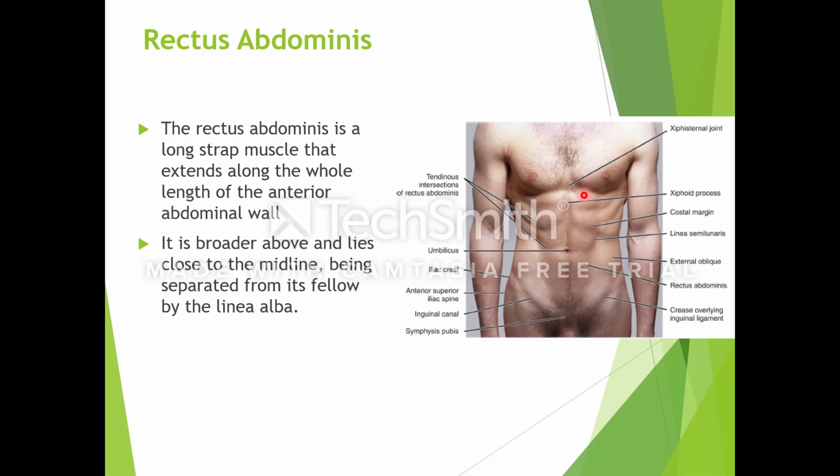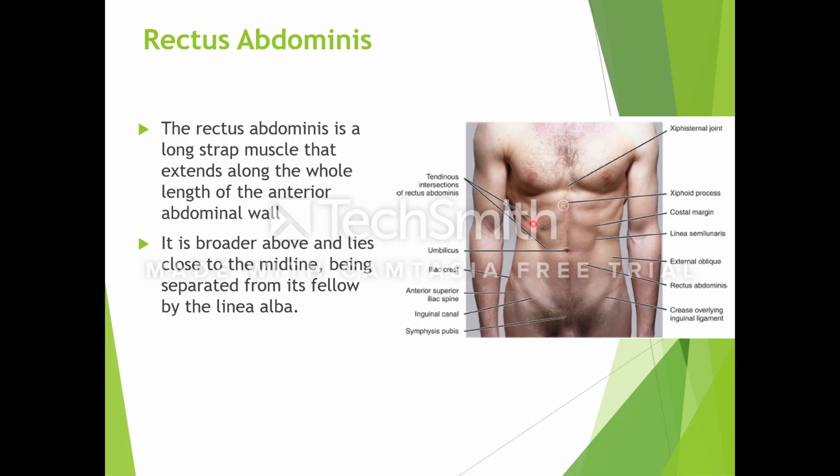Now we will discuss the rectus abdominis muscle. See here, this is a long strap muscle that extends along the whole length of the anterior abdominal wall. It is broader above and lies close to the midline, being separated from its fellow by the linea alba. See here, this is the linea alba, this is the right-sided rectus abdominis, and this is the left-sided rectus abdominis.